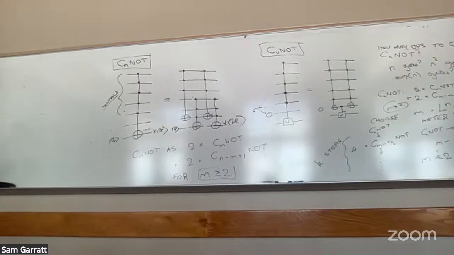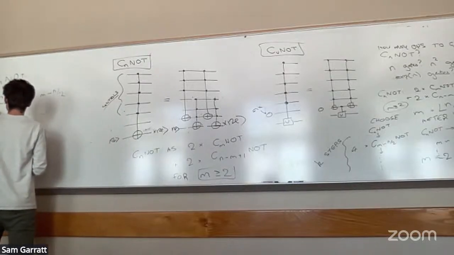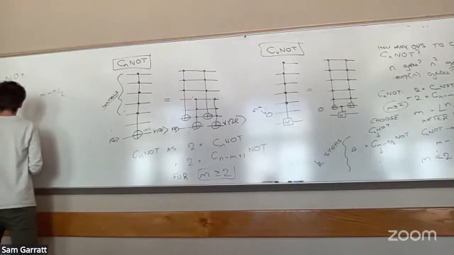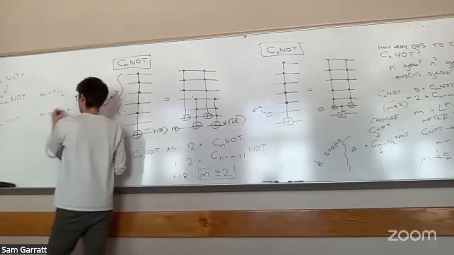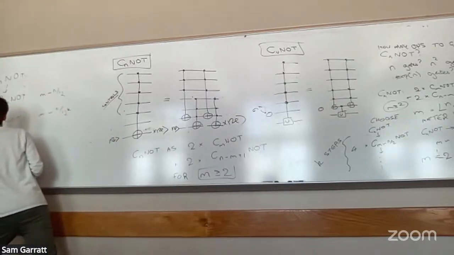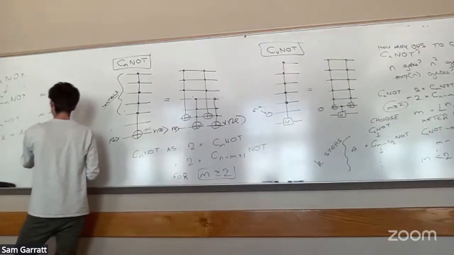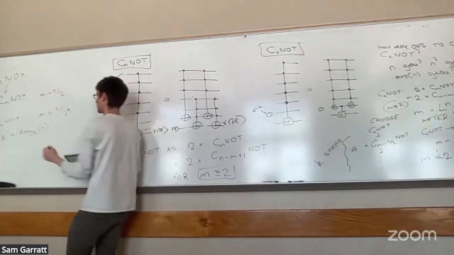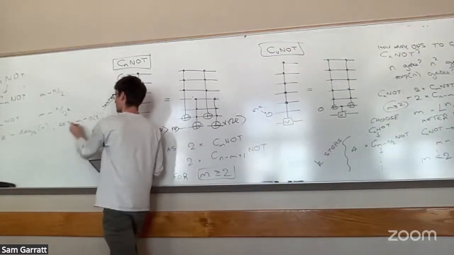So, okay, here's the idea. C^N NOT breaks into 4 C^M NOTs with M around N over 2. Do this more times, and you get 4 to the k times C^M NOT with M going as N over 2 to the k. So that means we should set k going as log base 2 of N. If we set k going as log base 2 of N, we get M of order 1, which is what we wanted. That means an elementary gate, right?